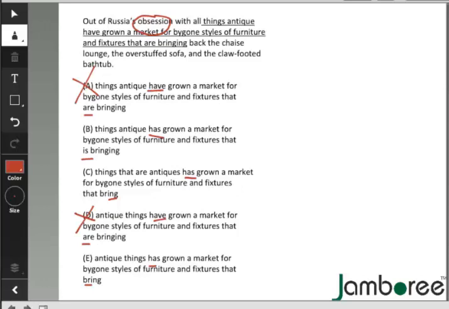So out of Russia's obsession with all things, out has grown a market, so we need the has here, right? Now we are stuck with is bringing, that brings, so we have two plural and one singular, right? Has grown a market for bygones, blah, blah, blah. So it's a market. Market is singular or plural? Market is singular.